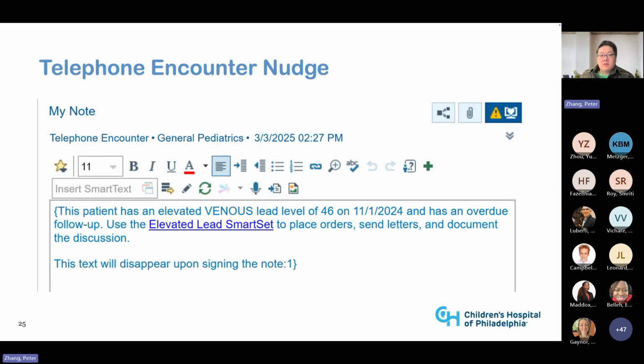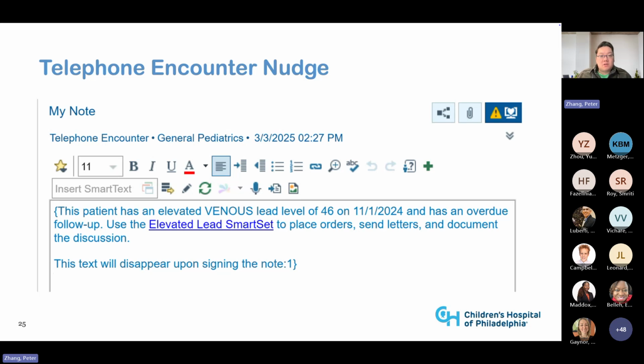Moving on to our telephone encounter, this is a screenshot of the nudge that's shown during a telephone encounter. It basically populates as soon as the note is opened. And the condition for the nudge is that the patient is overdue for a follow-up or they have an elevated lead without an active lead order in the system. The nudge is limited to physicians, residents, and nurses to focus on alerting only the group of people who can actually do something about this elevated lead and are primarily responsible for the patient care. We try to keep the message as succinct as possible, and we also linked out to our smart set.